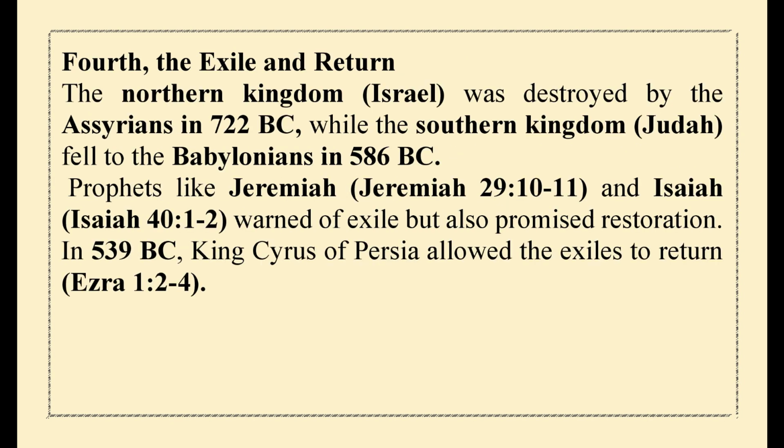Fourth, the exile and return. The northern kingdom, Israel, was destroyed by the Assyrians in 722 BC, while the southern kingdom, Judah, fell to the Babylonians in 586 BC. Prophets like Jeremiah 29:10-11, and Isaiah 40:1-2, warned of exile but also promised restoration. In 539 BC, King Cyrus of Persia allowed the exiles to return, Ezra 1:2-4.